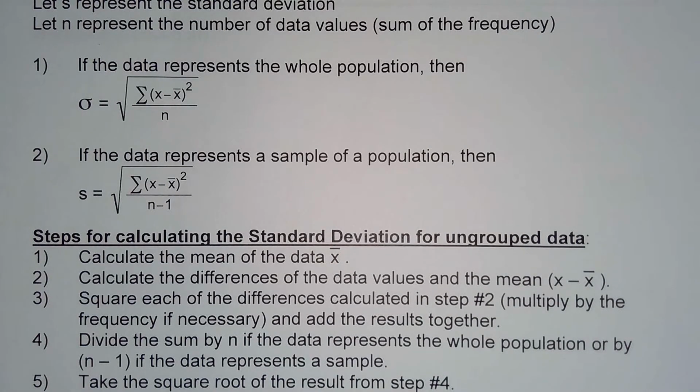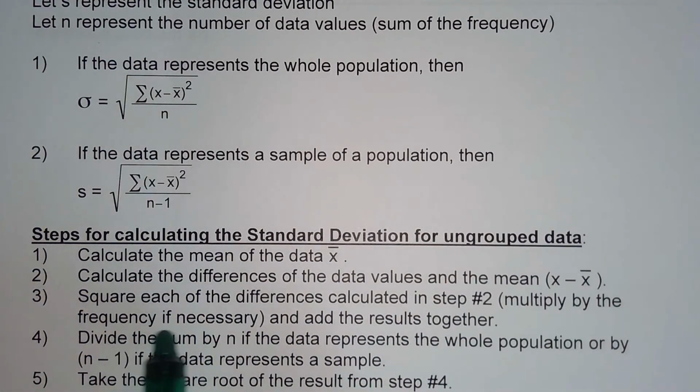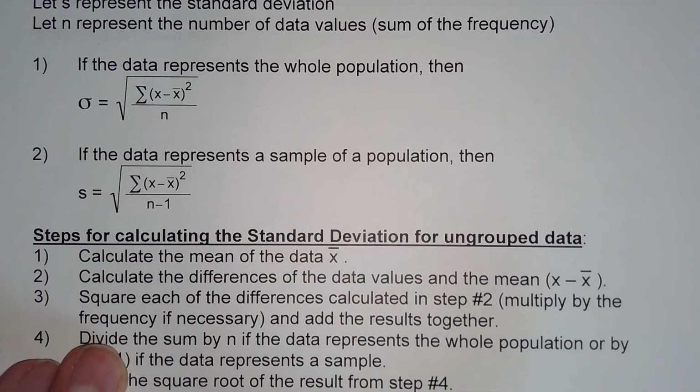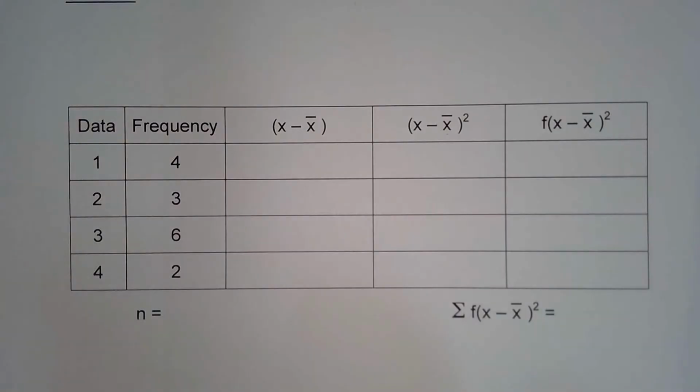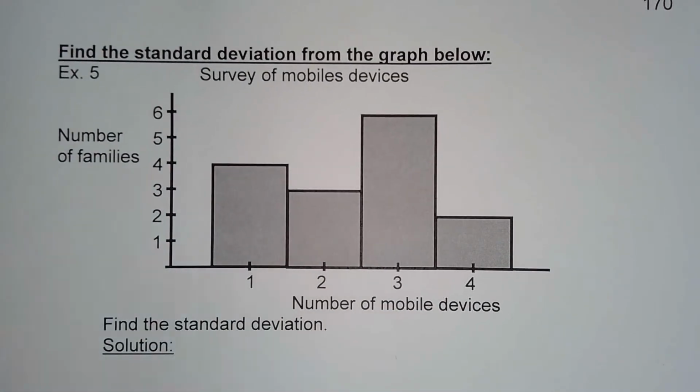Okay, so when we were going through our procedure of calculating standard deviation by hand, I mentioned something in line number 3: when you square the differences calculated in step 2 and then multiply by the frequency, if necessary. So I want to see a case where we would need to do that. Let's turn to page 170 in our workbook, and we're going to take a look at number 5.